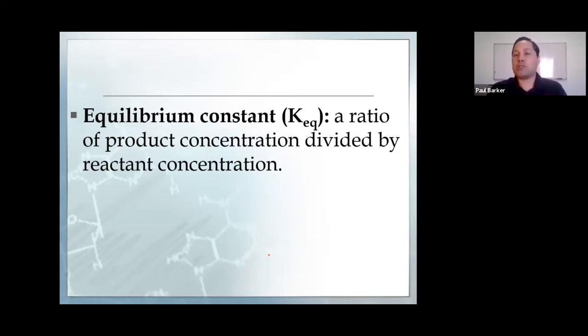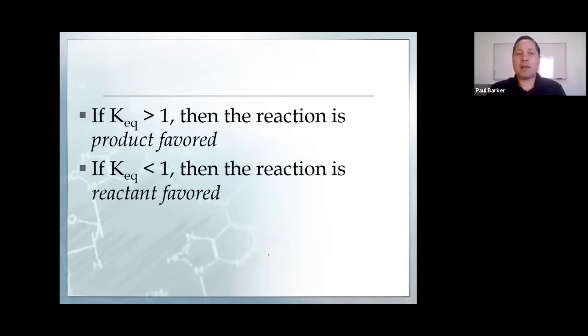If your answer comes out to be greater than 1, that means that the reaction is product favored, meaning that there's a lot of product and very little reactant. On the other hand, if your KEQ, the equilibrium constant, comes out to be less than 1, that means that the reaction is called a reactant favored reaction. So if it's reactant favored, that means you have a lot more reactant and very little bit of product.